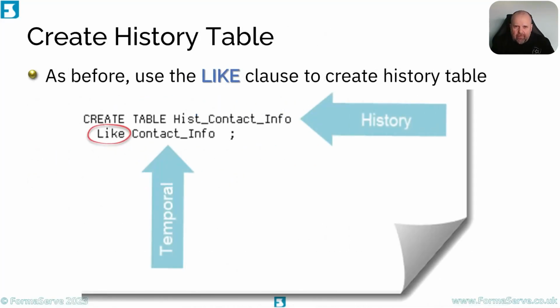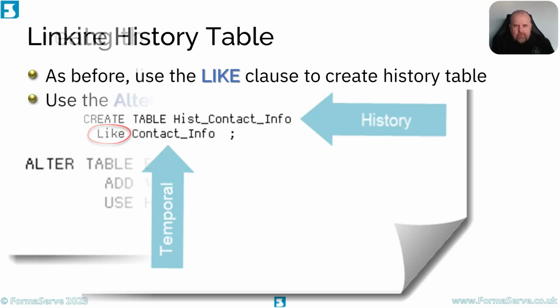The next step we have to take is create our history table. And this is exactly the same as it would have been for creating a new temporal table. We use the like clause to create the history table with all the same attributes as for the temporal table. So the SQL statement for that: create table, the name of the history table you're going to create, like, and the name of the temporal table.